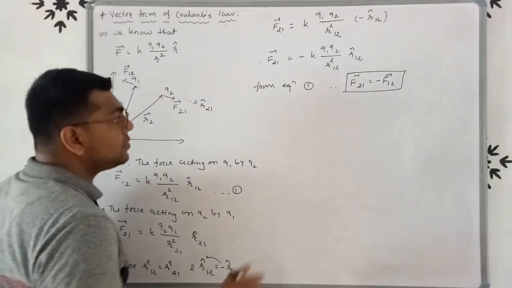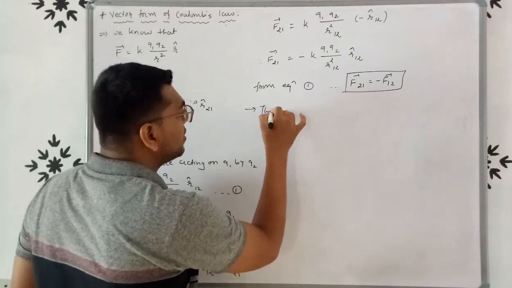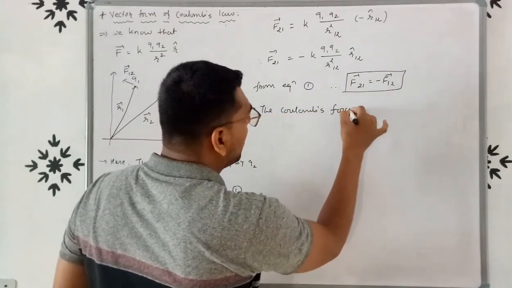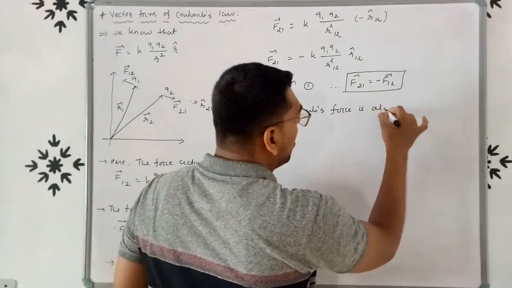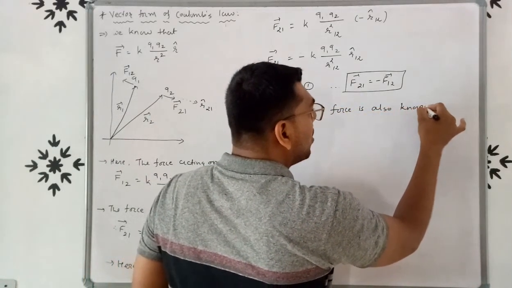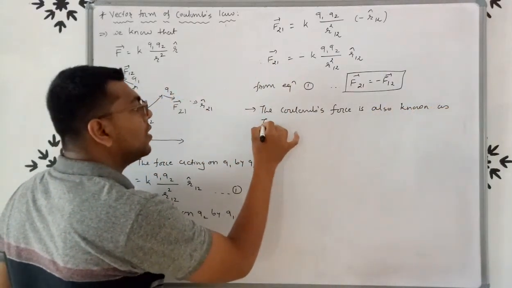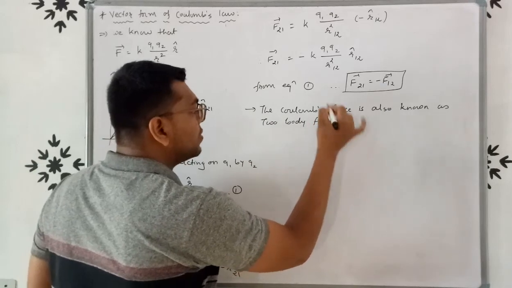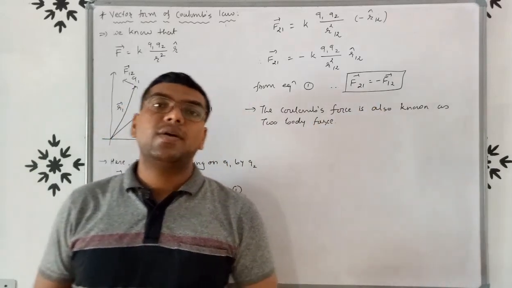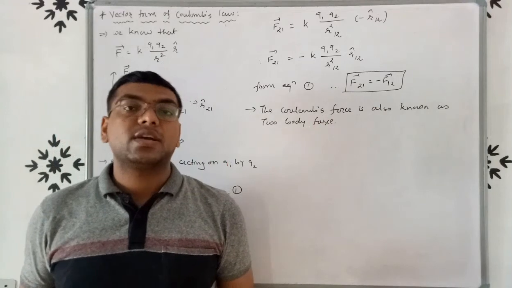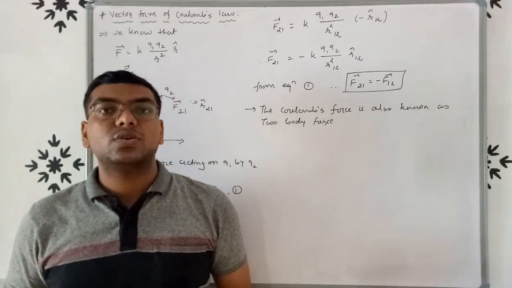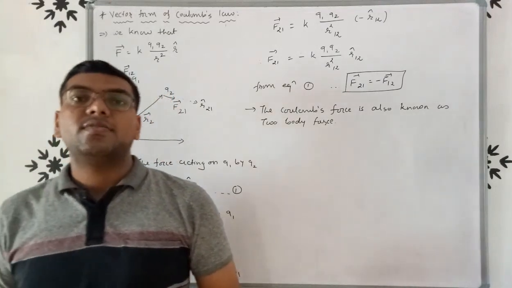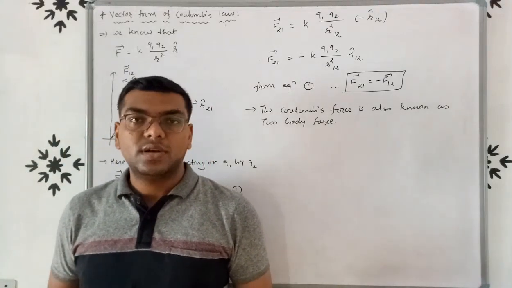So here Coulomb's force is also known as two-body force, right? So you have to remember this, right? Coulomb's force is also known as two-body force. So this is the vector form of Coulomb's law, right?